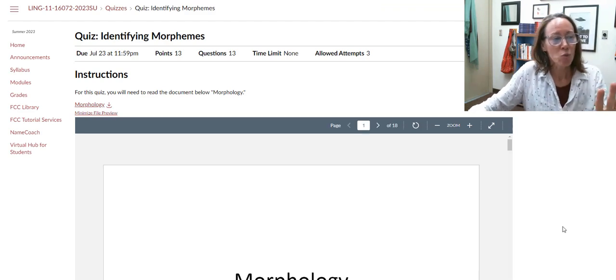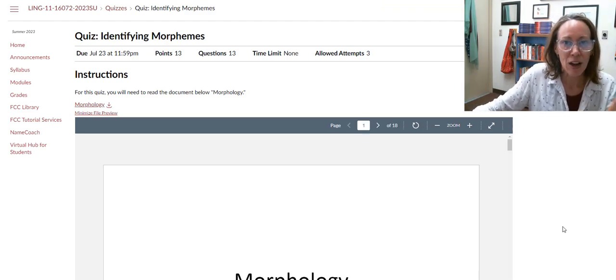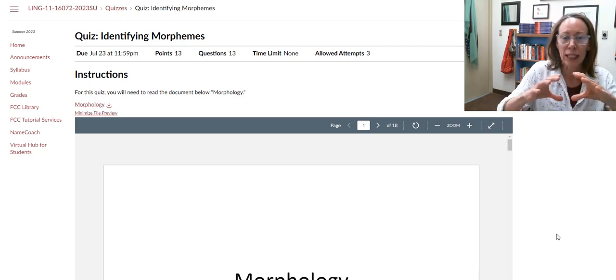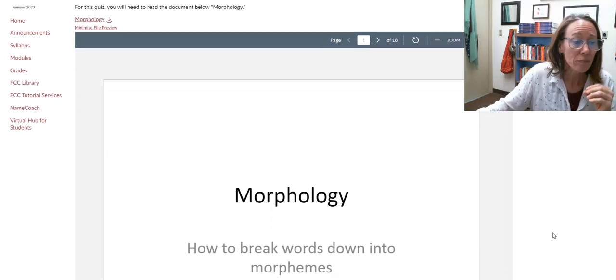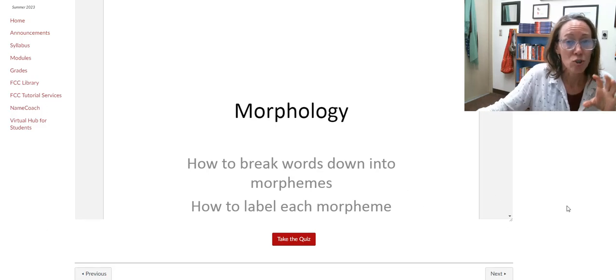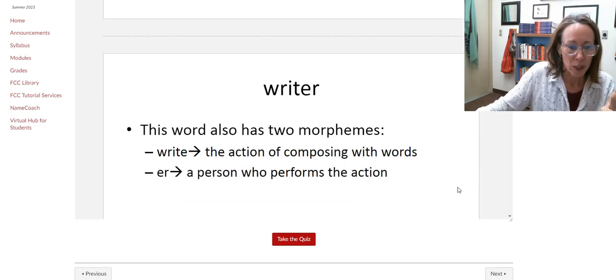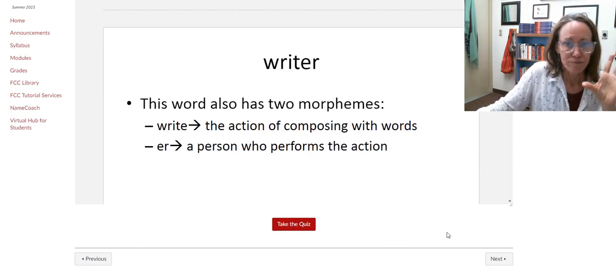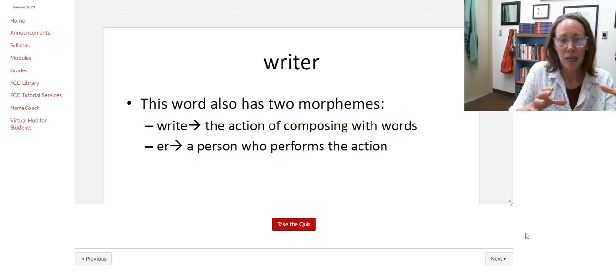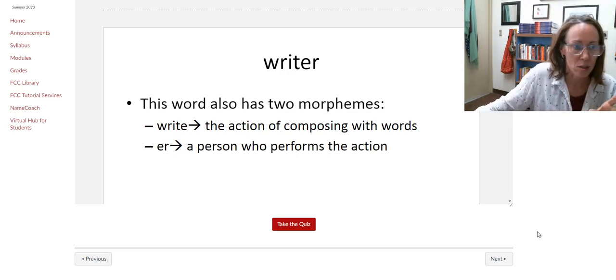Okay, and then the next one is identifying and classifying morphemes. We're looking at long words, larger words that have more than one morpheme or one piece of meaning inside them, and how to find the parts of each word and then to classify them. That's what this document talks about. It's kind of like a PowerPoint. And then when you take the quiz, it's basically giving you these different words and asking you about the different morphemes in the words.